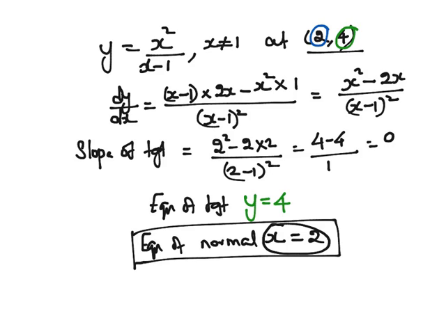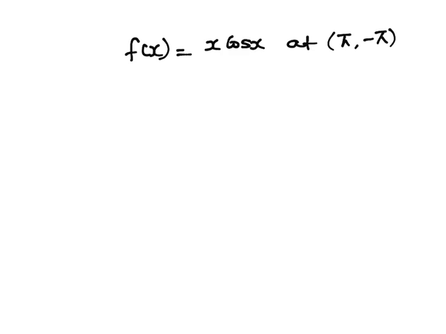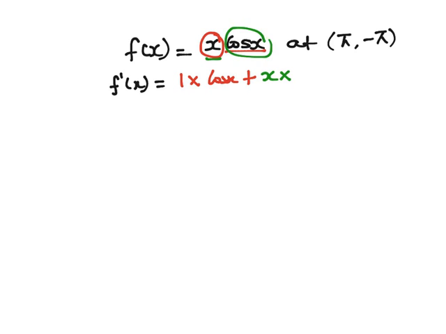So let us see one more problem. Okay, now let us look at this problem. f(x) equal to x cos x at (pi, minus pi). I need to find the equation of the normal. So first find the derivative f dash of x. I need to use the product rule here. The product rule says differentiate the first function, which is 1, and multiply that with the second function, which is cos x, plus keep the first function, which is x, and multiply that with the derivative of the second function, which is minus sin x.